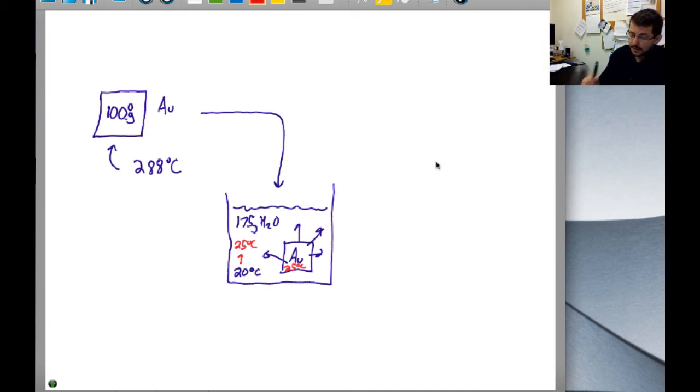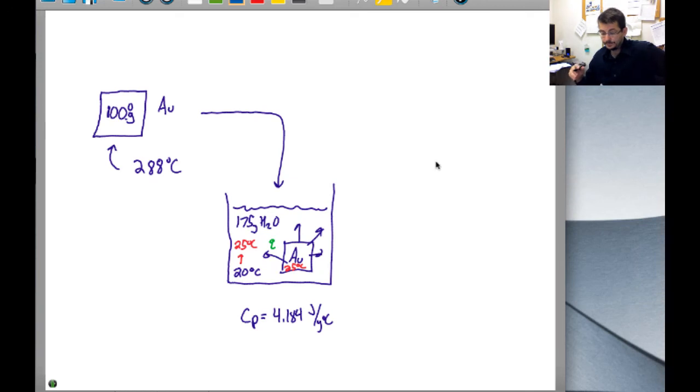So in this system, in this gold system, we have a temperature change. The heat in the system is expelled to the environment. Now we see that there's a temperature change in the water. This is an example of calorimetry. We can use the temperature change in the water and the water's known heat capacity to figure out information about the system.